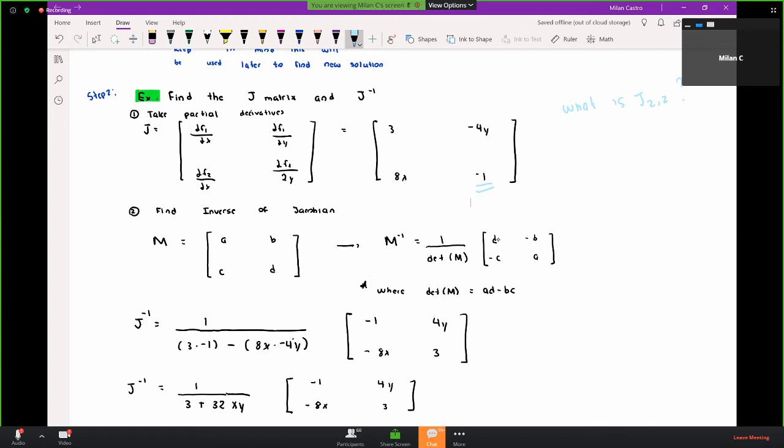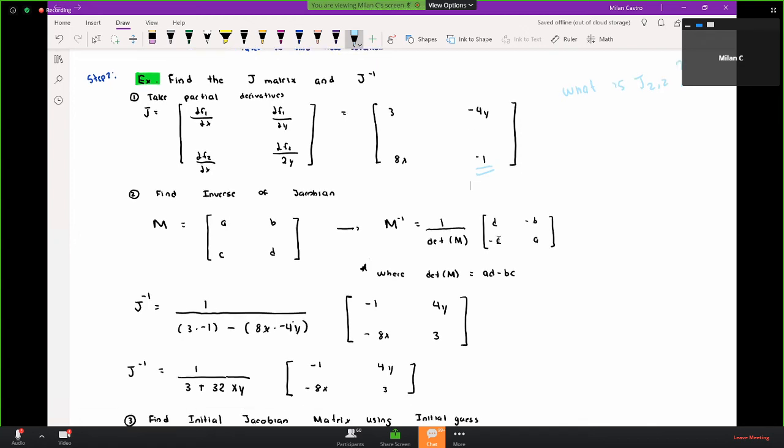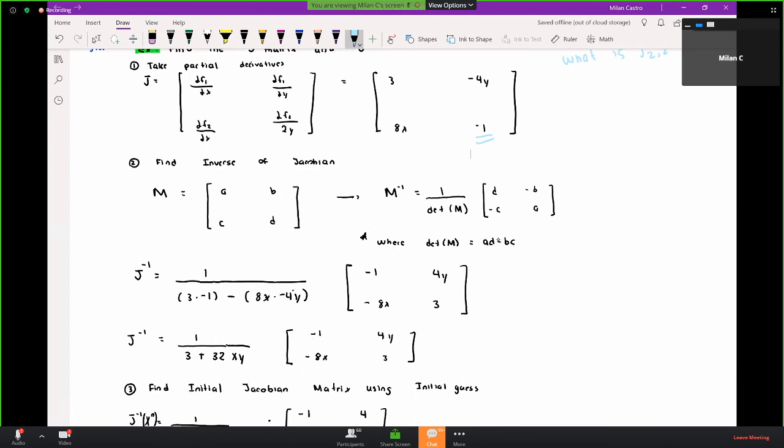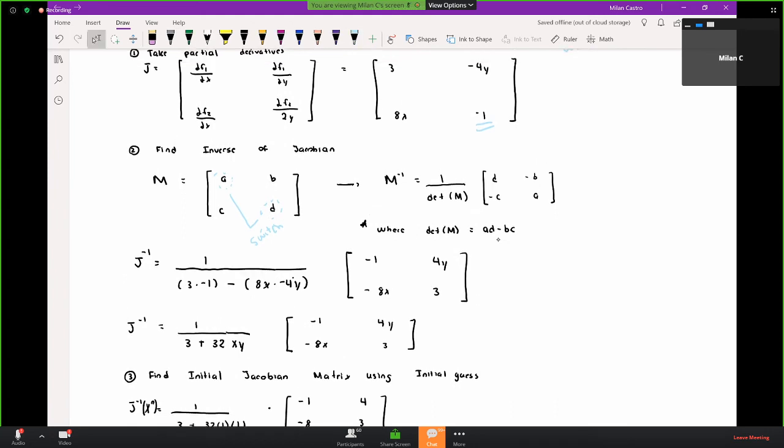So what happens when you're taking the inverse is that C and B become negative, and D and A switch places. So I can write that somewhere, like these switch, and then C and B become negative. I don't know how to write that, but you guys can kind of see there. And then just remember, finding the determinant is just AD minus BC.